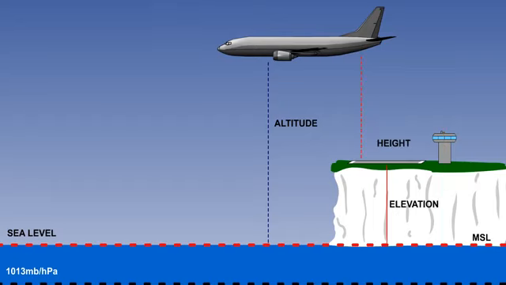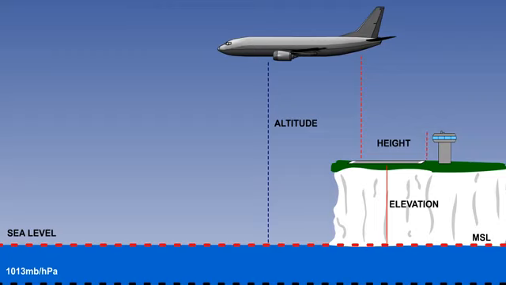This leads on to the next definition, which is height. Height is the vertical distance of an object above a fixed datum. In this example, the aircraft has a height above the airport underneath it. Height is always less than altitude unless the elevation is negative. However, height can refer to either movable objects, such as aircraft, or fixed objects, such as this control tower.